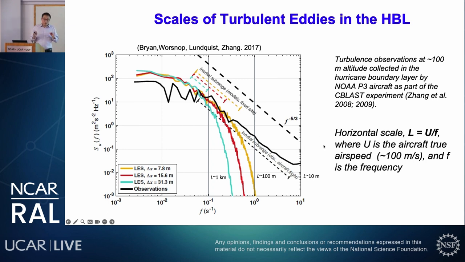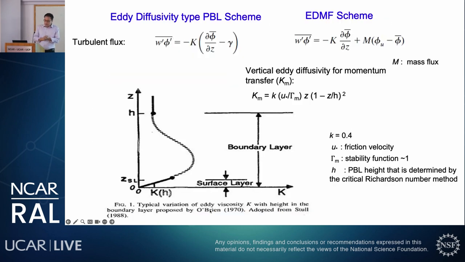So that essentially tells us that we have to parameterize these turbulent processes in models like HWRF, even with a 1 kilometer resolution model. That's why we need turbulence parameterization, because the model couldn't resolve all scales of turbulent eddies that contribute to the total turbulent energy. I put vertical lines that show the horizontal scales, estimated from the aircraft speed divided by the frequency. So in NWP models, even in the operational HWRF, we have to do turbulence parameterizations.